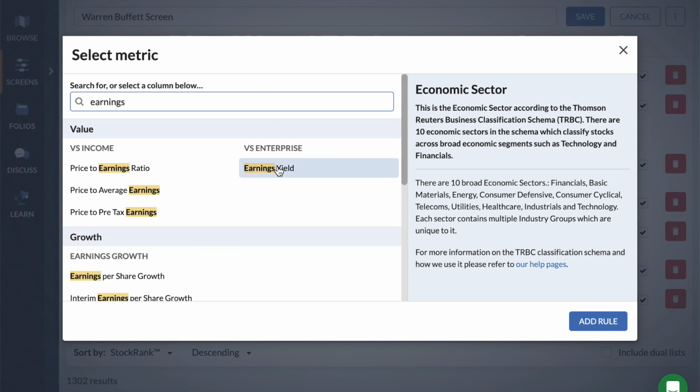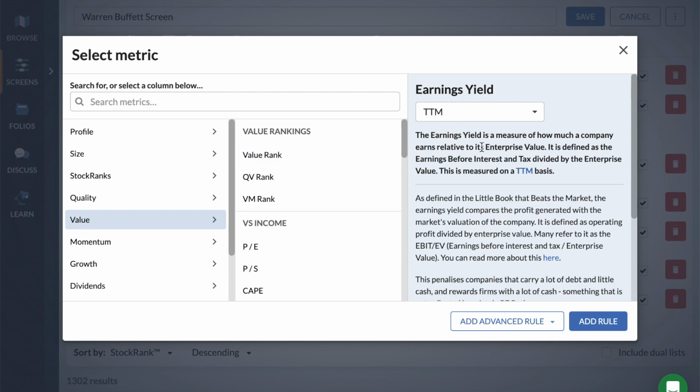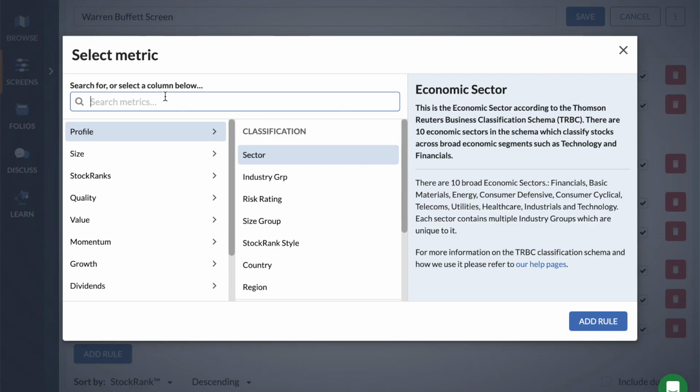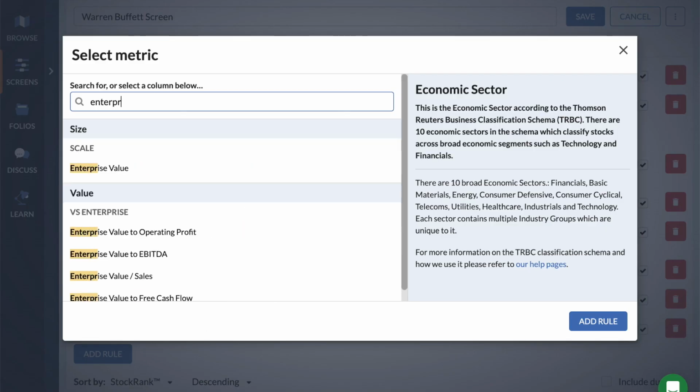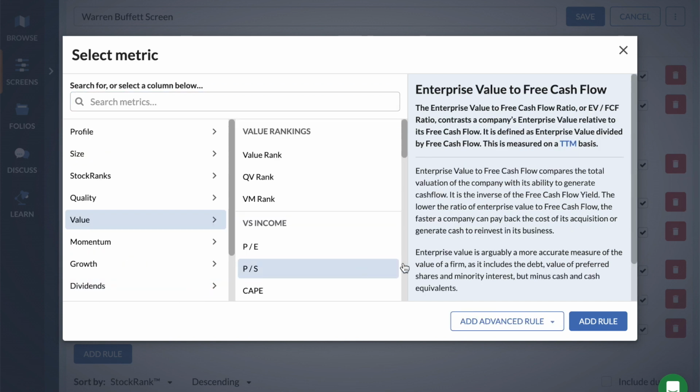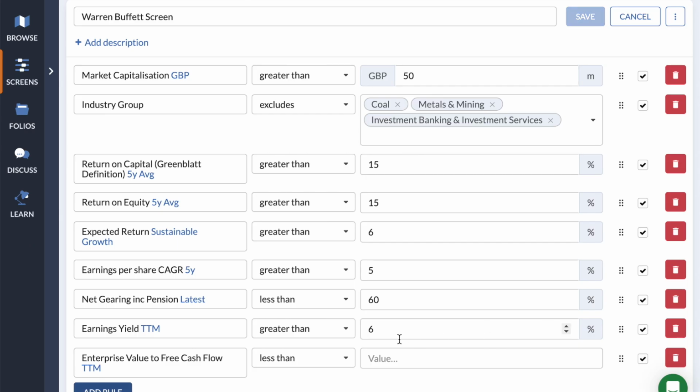First, an earnings yield, which shows how much a company earns compared to its total market capitalization plus debt, otherwise known as enterprise value. We're looking for stocks with an earnings yield greater than 6%. And then enterprise value to free cash flow ratio, which looks at a company's ability to generate cash. Put plainly, the lower the ratio, the faster a company can generate cash to reinvest in its business. So here we're looking for a ratio of less than 25 times.